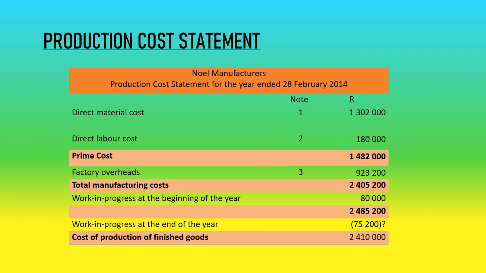Now we have our value of cost of production of finished goods, 2,410,000, because we calculated our cost of sales. We calculated this by using our cost of sales formula. So when we got this, now we can calculate our work in progress at the end of the year by looking for the balancing figure. So that's how you get your 75,200.